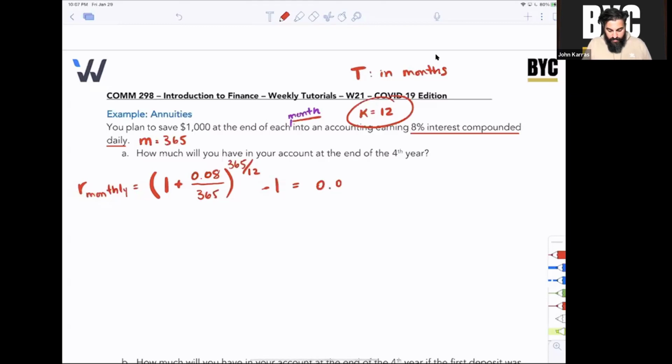You should get 0.00669. Doesn't the compounding have to be in months to agree with the time period?